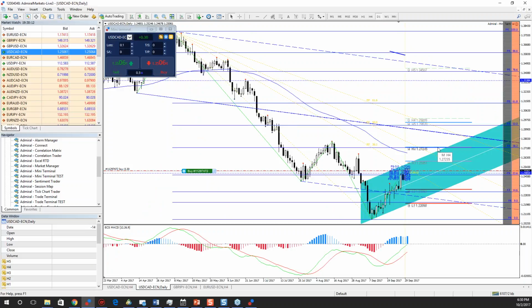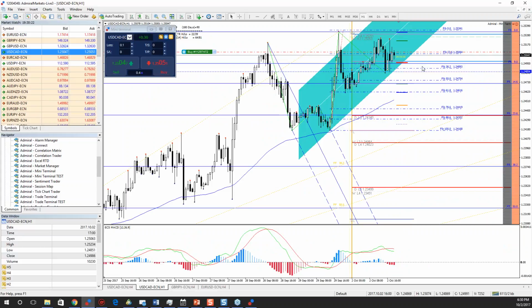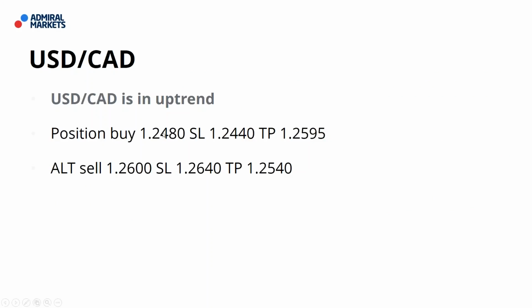I like these Camarillas. Camarillas are what I really like to trade and what I excel in doing so. Yeah, let's see. Originally, this would have been a better entry, 24.80. So that is why I still think this could be a good entry. 24.40 stop, TP 25.95. 26.00 is sell, stop 26.40, TP is 25.40.